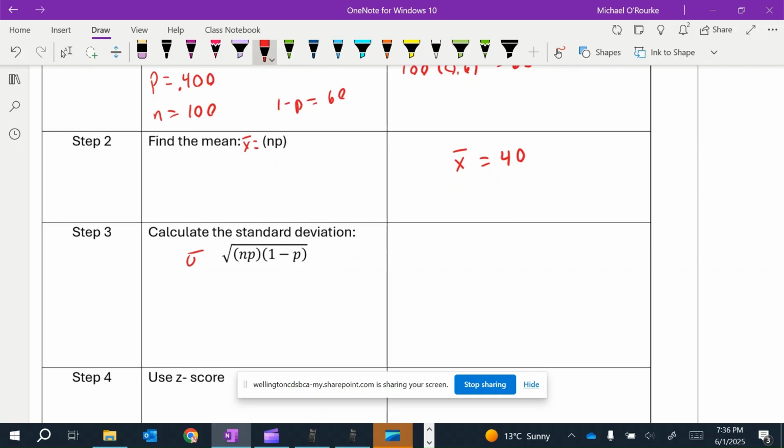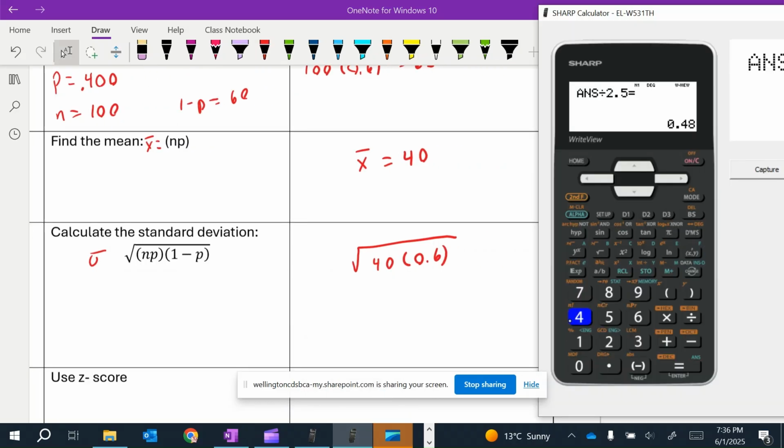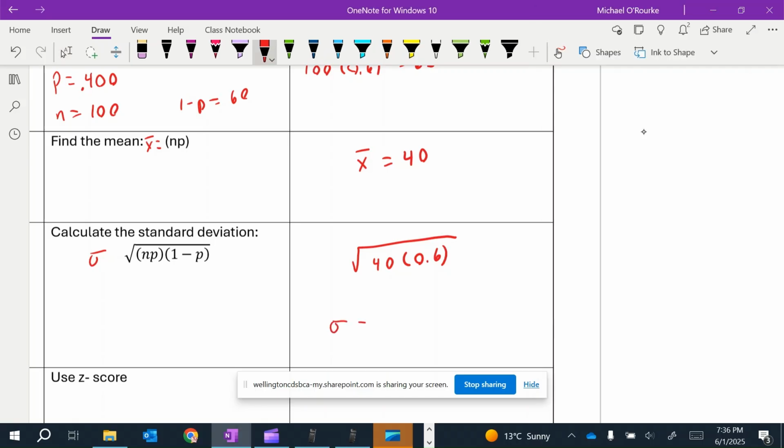I encourage you to pause the video and work ahead and then see if you get the same answer. So it's going to be 40 times 0.6. Don't forget to take the square root of this number. There's going to be lots of people who don't. So the answer there is about 4.9. So our standard deviation is 4.9.